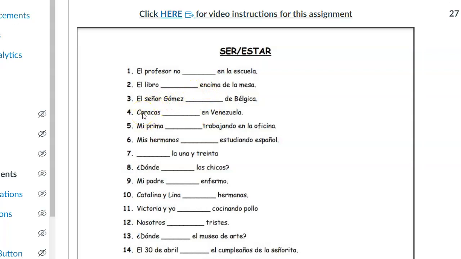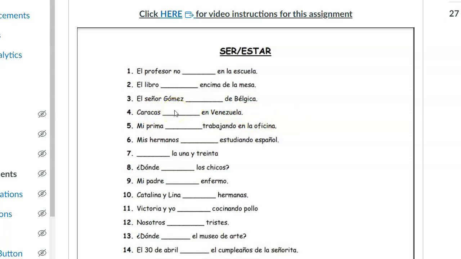Number 4, Caracas está en Venezuela. Caracas is the capital city of Venezuela. We're saying Caracas is in Venezuela. This is a reference to location. And the correct answer for number 4, está.